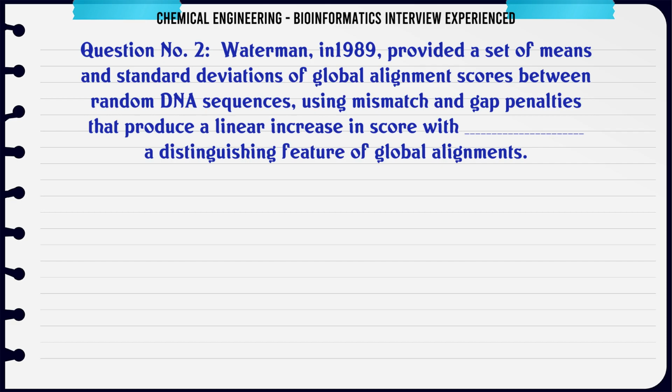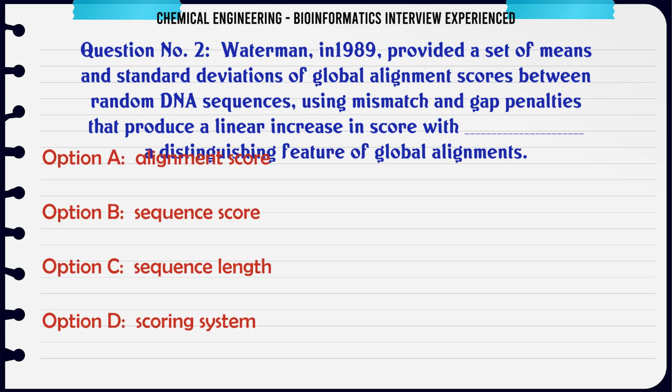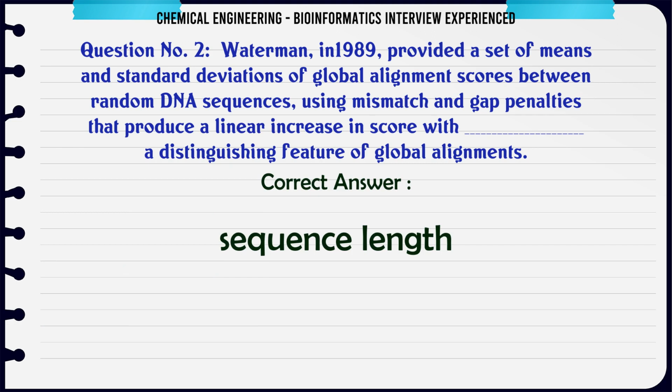Waterman in 1989 provided a set of means and standard deviations of global alignment scores between random DNA sequences using mismatch and gap penalties that produce a linear increase in score with a distinguishing feature of global alignments. A. Alignment score. B. Sequence score. C. Sequence length. D. Scoring system. The correct answer is sequence length.